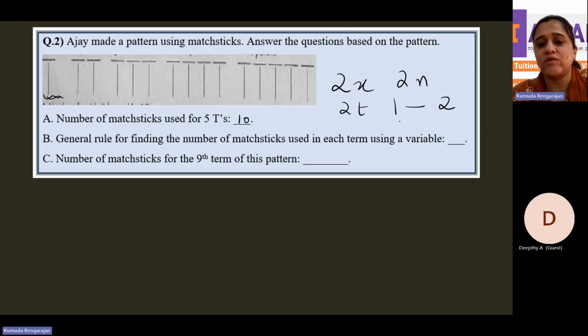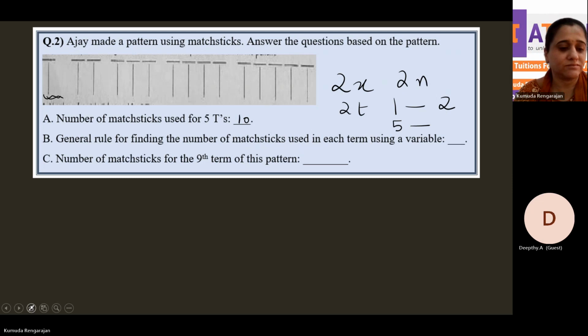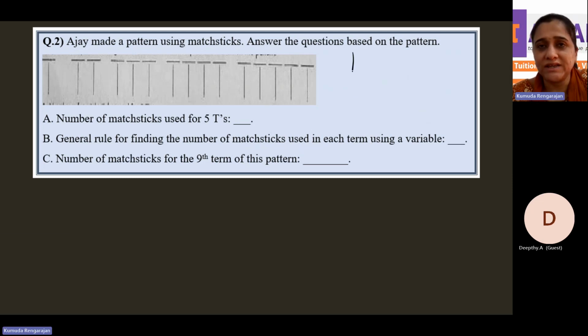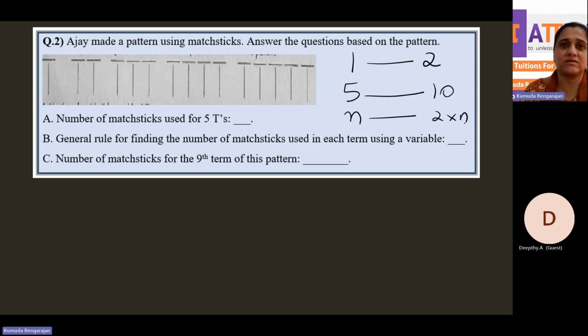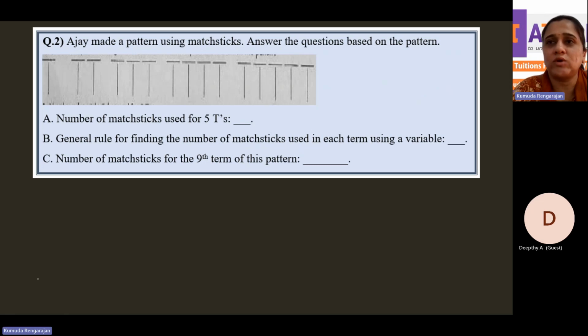For 1 t, 2 matchsticks. For 5 t's, 2 into 5, 10 matchsticks. So for n t's, it will be 2 into n, 2n matchsticks. Yes or no? 2n or 2x, whatever. Yes, ma'am. Okay, so the rule is 2n.